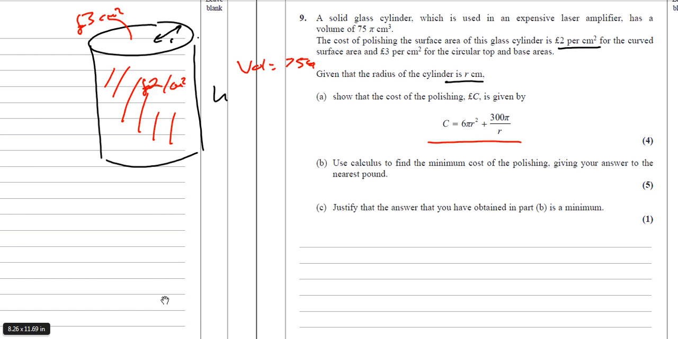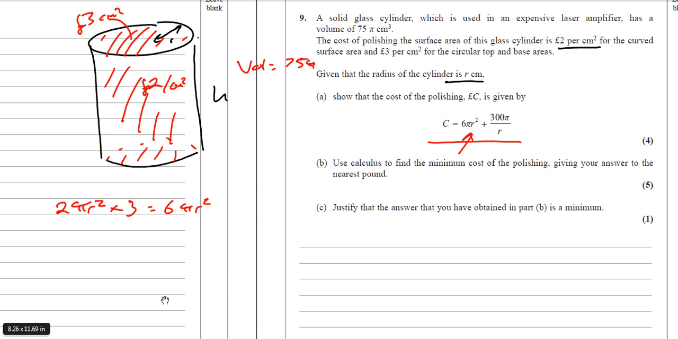So first of all, let's work out the area of the top and the area of the bottom. We've got pi r squared, which is the area of the circle on the top. And we've got the area on the bottom as well, so that's going to be 2 pi r squared for the top circle and the bottom circle. Then we need to multiply that by £3, and that's going to be the cost of the top and the bottom. So that's going to equal 6 pi r squared. So yeah, looking good so far.